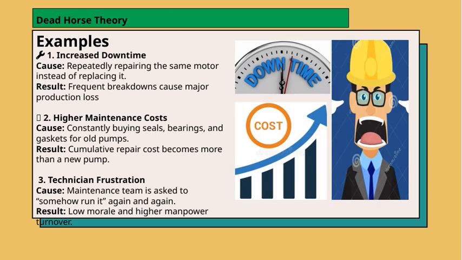Let's take a closer look at the dead horse theory, which is a common challenge in maintenance and operations. First, we have the example of increased downtime. This happens when the same motor keeps breaking down, and instead of replacing it entirely, maintenance keeps repairing it. Over time, this leads to frequent breakdowns, which cause significant production losses.